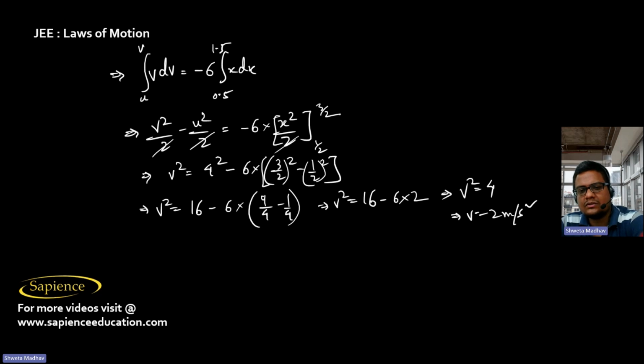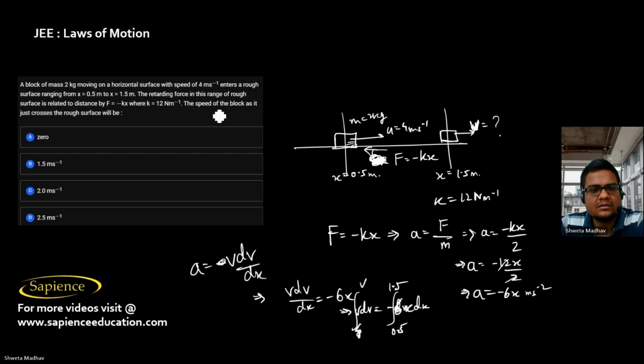So the speed of the block as it just crosses the rough surface will be 2 meter per second. So option C is the correct answer.